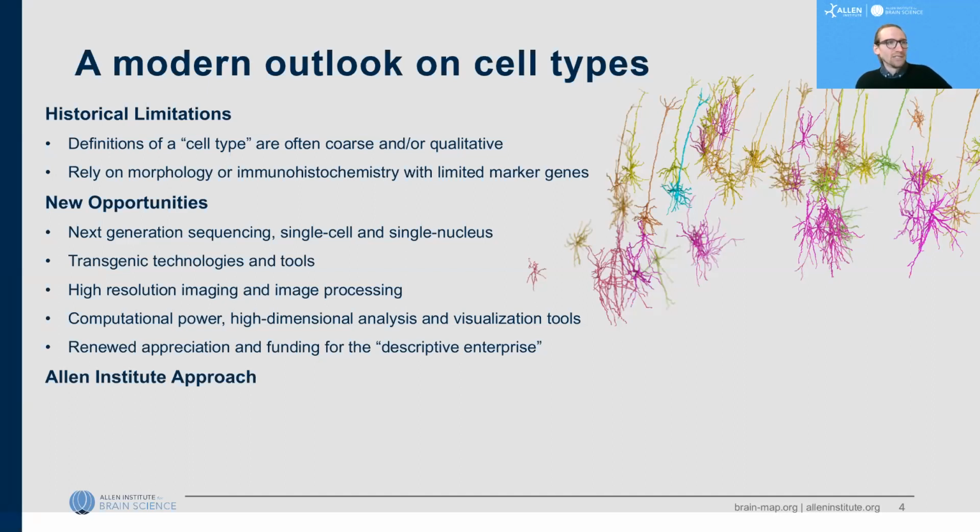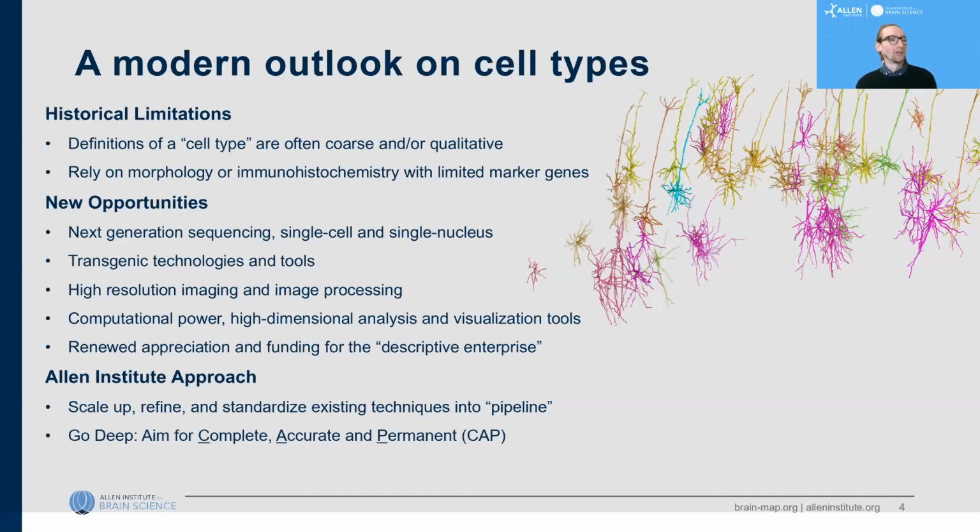What do we bring to the table in this modern look on cell types? Well, our goal is to use our open science and big science approach to scale up, refine, and standardize existing techniques into a pipeline. Pipeline just reflecting that high level of reproducibility and rigor in our work. And again, this is made possible by looking broadly for available tools and then refining them, using our in-house expertise. Our goal is to go deep, so aim for a CAP data set, CAP standing for complete, accurate, and permanent.